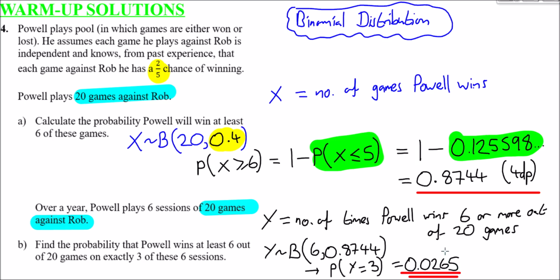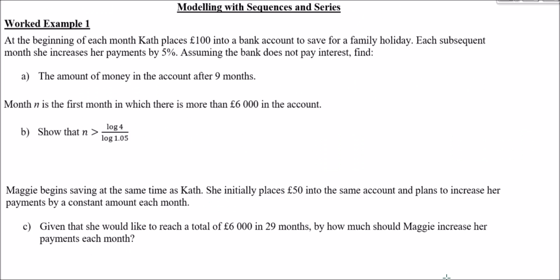That seems low, and the reason is that he's actually much more likely to win 4, 5, or even more times out of 6 sessions where he wins at least 6 games. So he's more than likely to win that many games or more, with sessions where he does better than 6 out of 20.